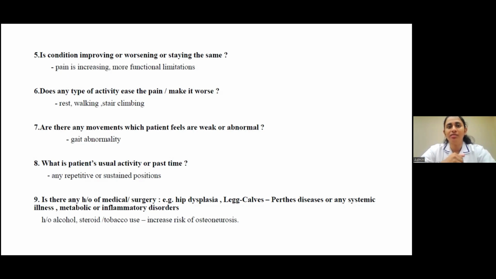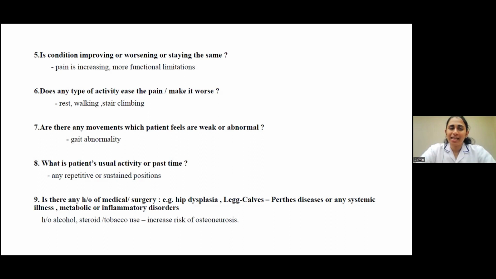So again, considering the history, we are making sure that we know exactly what is happening since the time of the onset of pain. So has the pain increased since then, or is it so intense that the functions or the ADLs are getting limited? That can be one of our questions, which can be quite distinctive of the conditions that we know.